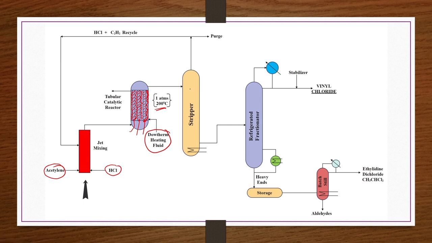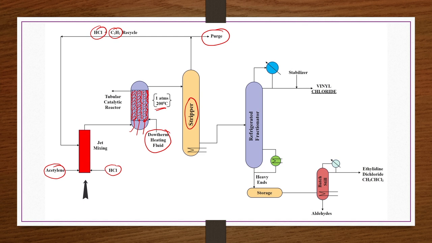Okay. So the product mixture would have not only vinyl chloride but also unreacted acetylene and hydrochloric acid. That product mixture is taken to the stripper, where you separate the HCl and C2H2 acetylene. You can take it as a recycle by passing through a jet mixer and then to the reactor, if required. If you cannot handle that much recycle, some of this unreacted mixture of HCl and C2H2 you can purge also, right?